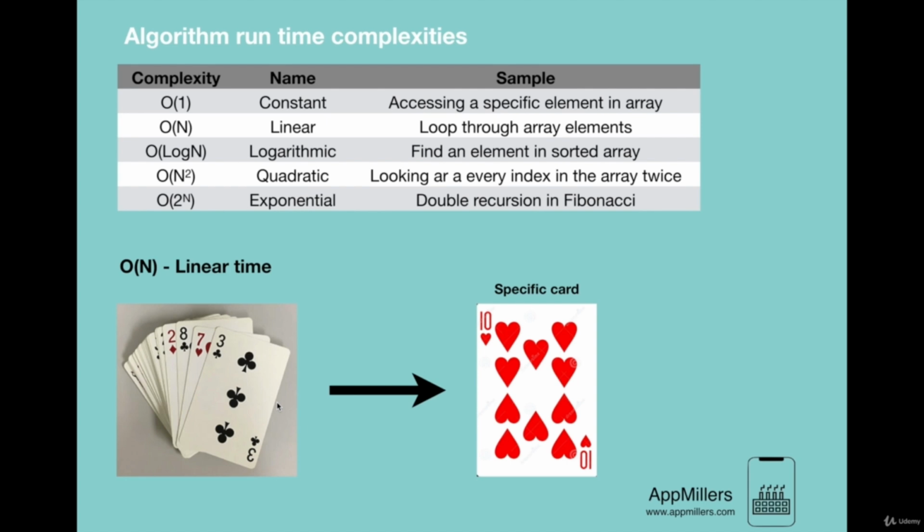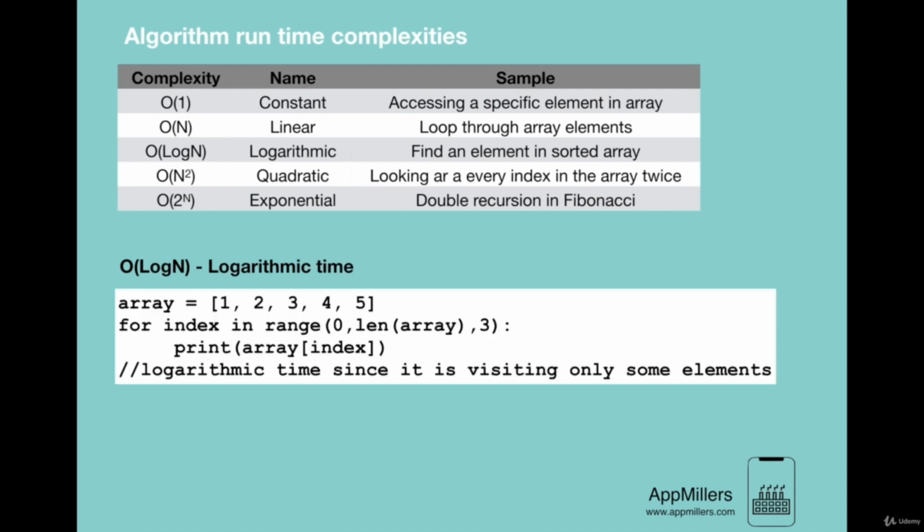And this is an example of linear complexity. The third type of complexity is order of log n, which is called logarithmic time complexity. This time complexity refers to an algorithm that runs proportionally to the logarithm of the input size.